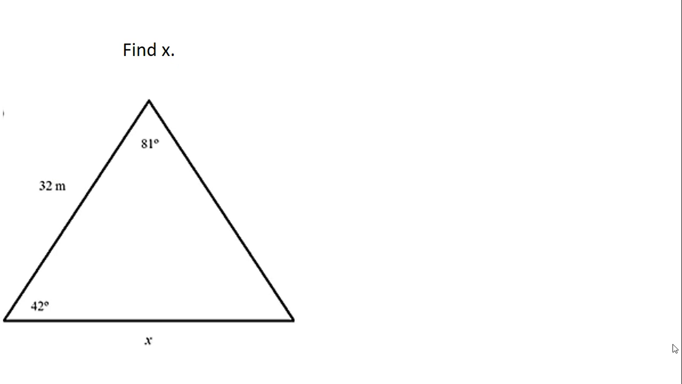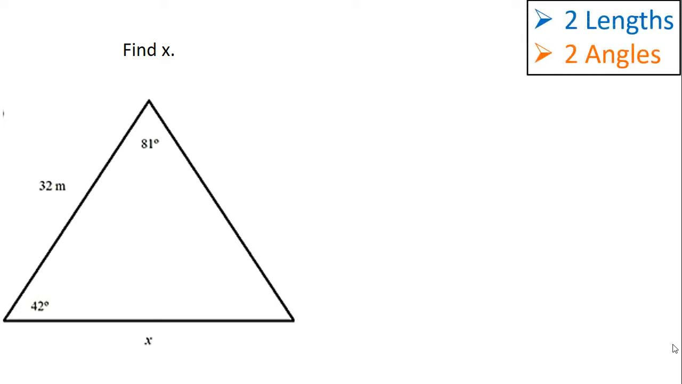Now, this is my triangle where one of the lengths is 32, one of them is x, and the angles inside are 42 and 81. Since I have to find x, I need to keep in mind that if I am dealing with two lengths and two angles, I'll be using the sine rule. And the sine rule says sine A upon a and sine B upon b.